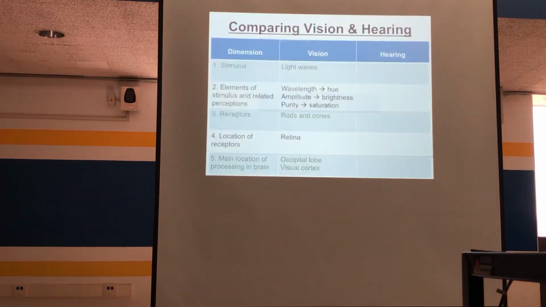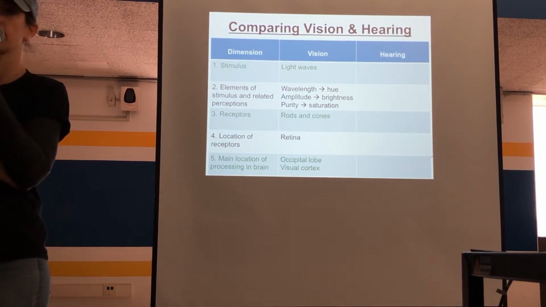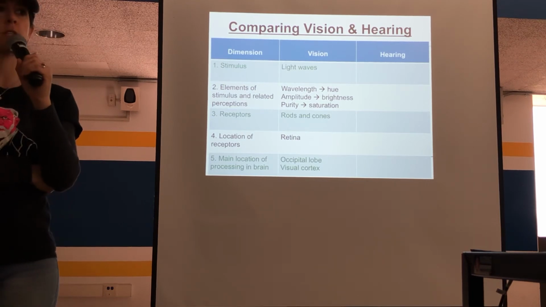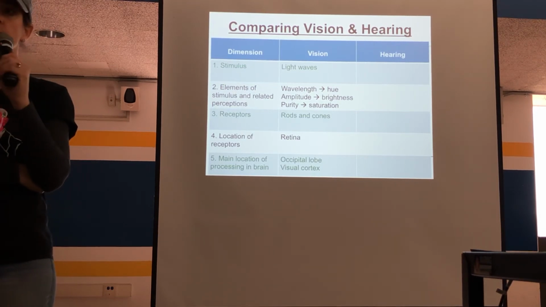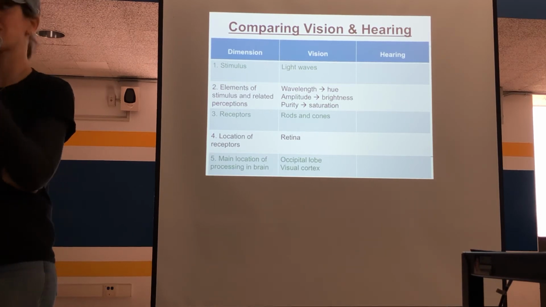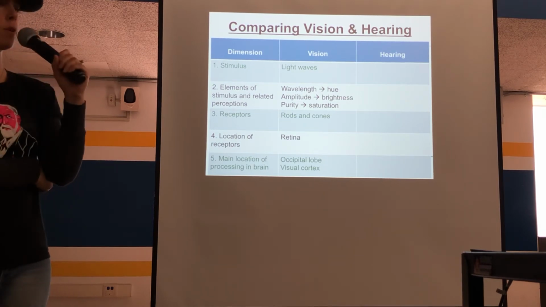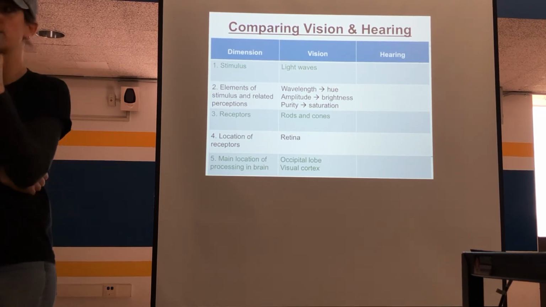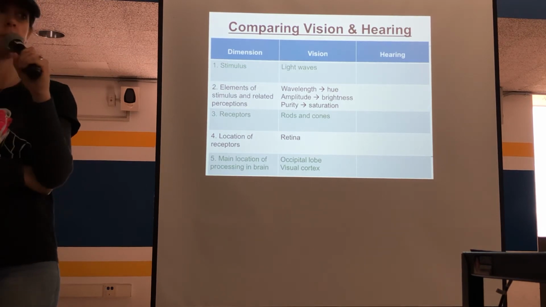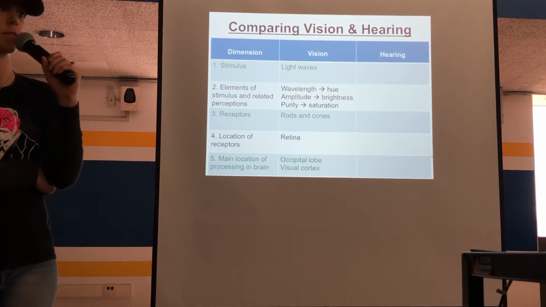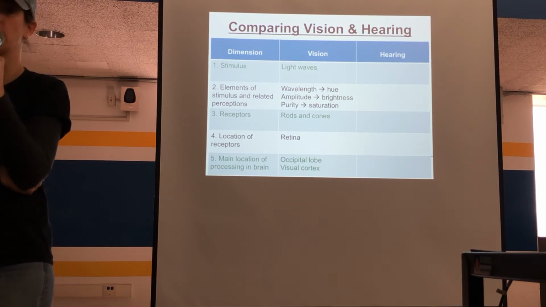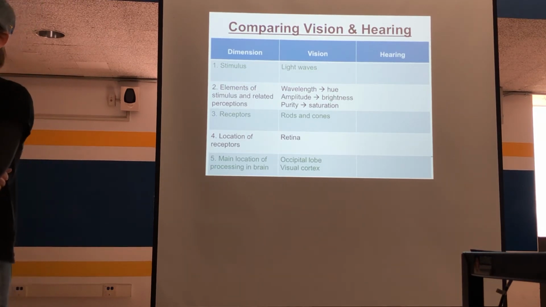Almost done. Once again, the stimulus for vision is light waves. The stimulus for sound is sound waves. Wavelength for vision gives you color or hue. Wavelength for sound gives you pitch. Pitching at the waves. Remember, guys? Amplitude for vision gives you brightness. Amplitude for sound gives you loudness, measured in decibels. What's pitch measured in? Hertz. Good. Purity for vision gives you saturation. Purity for sound gives you timbre.